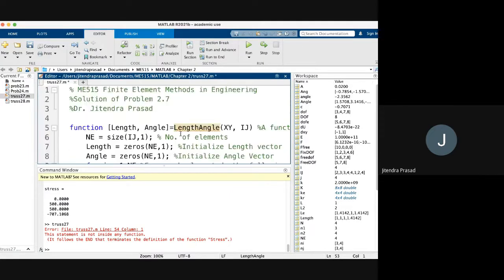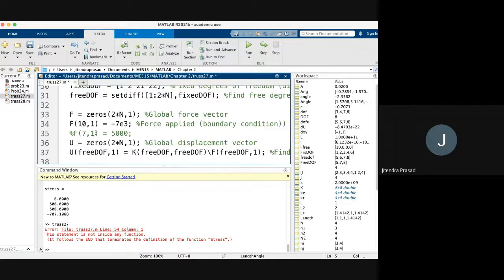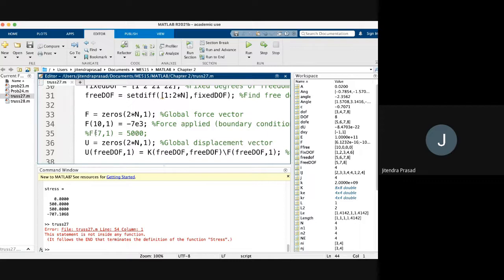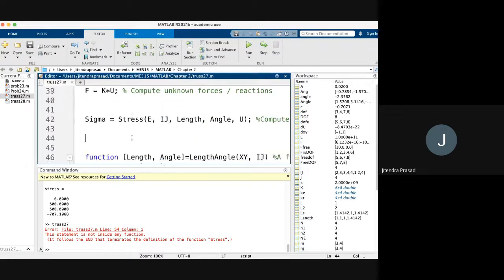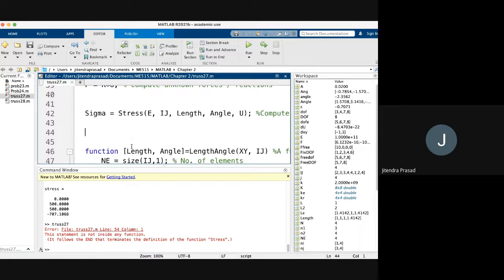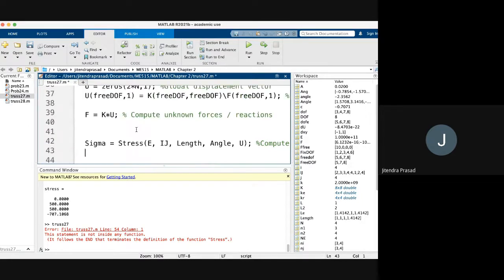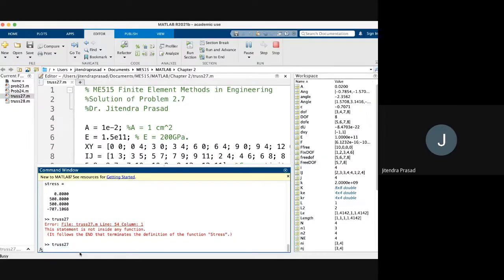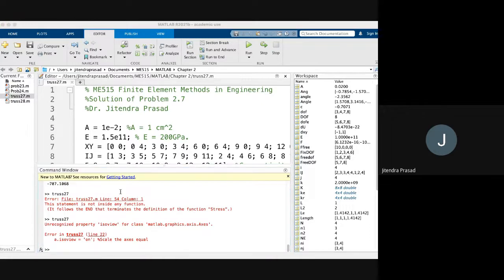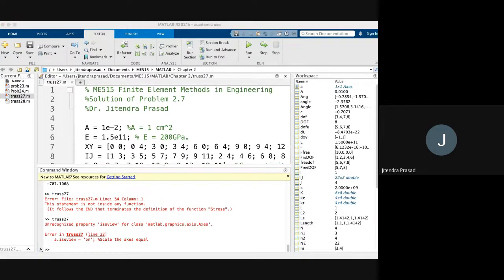MATLAB is very flexible. You can write anything anywhere, like function you can write anywhere. However, this is not the same thing in other programming languages. So here now I'm putting all the functions at the end, and these are in the beginning, so maybe it will work. So let us see. Yeah, so something is going on. Okay, so we are also plotting some figure, so we will see.